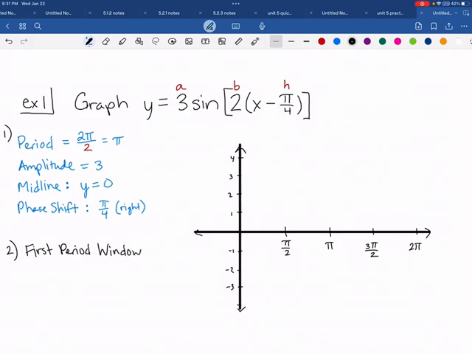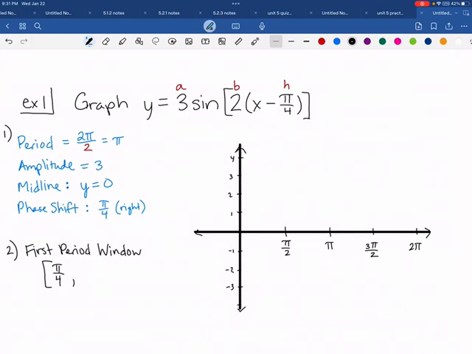So when we shift, I'm no longer starting at x equals 0. I'm going to be starting at a different x value. I know that because I have shifted to the right pi over 4, that's where I'm going to start. I'm going to do an interval here. When I use this bracket, I'm saying from somewhere to somewhere. Hopefully you remember interval notation.